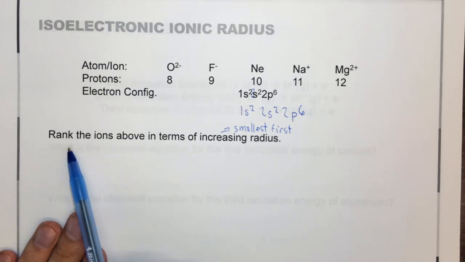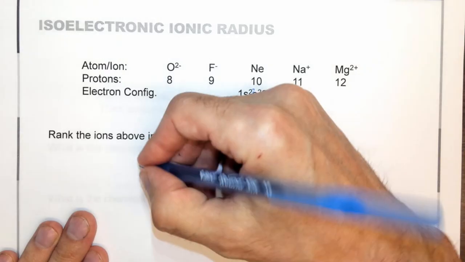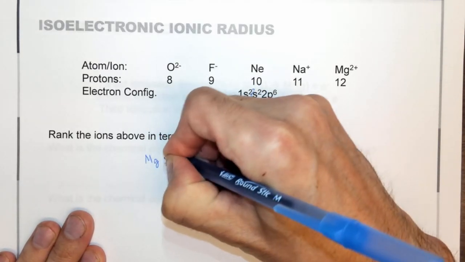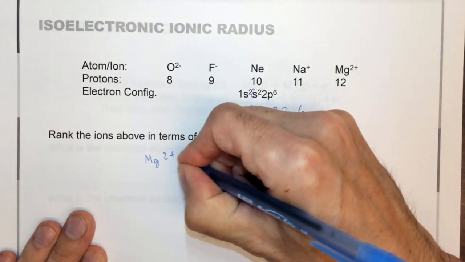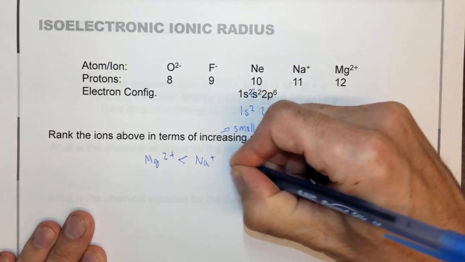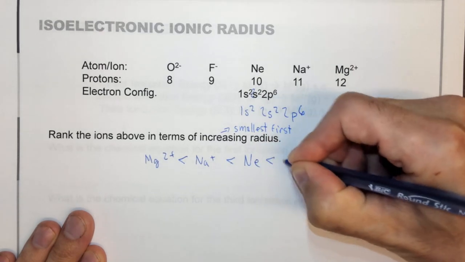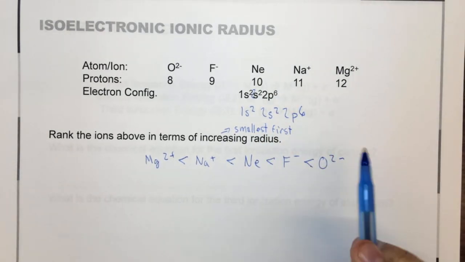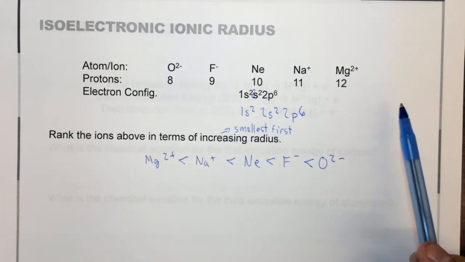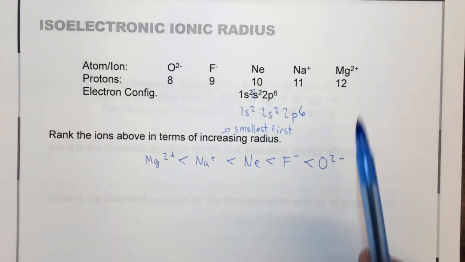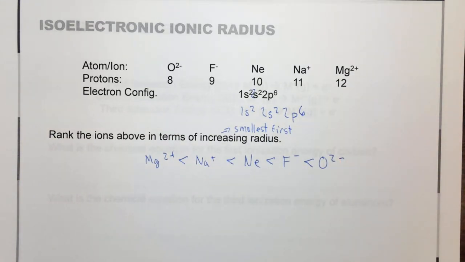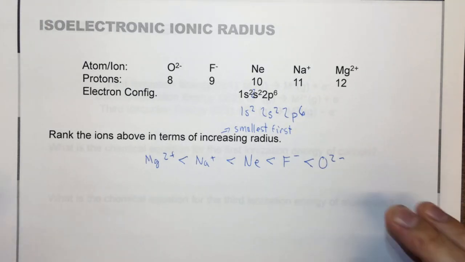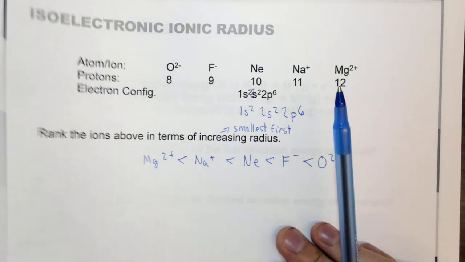So what do we want to do for the smallest first? Well, the smallest here is Mg2+, which is less than Na+, which is less than neon, which is less than F-, which is less than O2-. So we're really ranking them in terms of the number of protons they have. The more protons, the smaller they are. And this is for isoelectronic species.